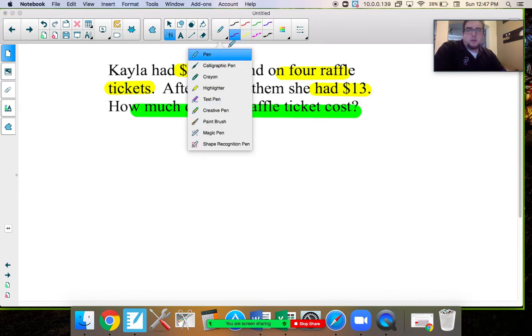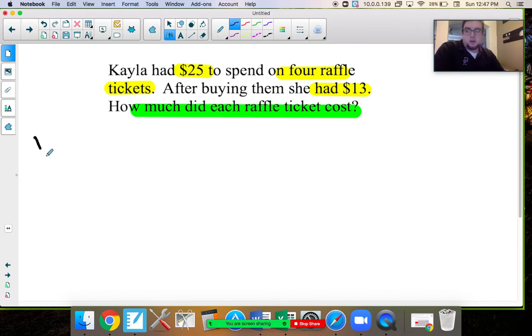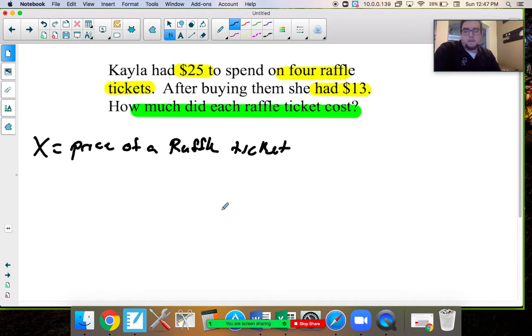What we need to know is, how much did each raffle ticket cost? So the best part about word problems, that last sentence tells you exactly what our variable is. It's the price of a raffle ticket. So I'm going to put X right there. Now, what number up here relates most closely to the raffle tickets? That was the 4. So she bought 4 raffle tickets.